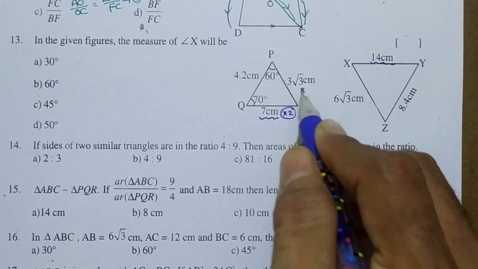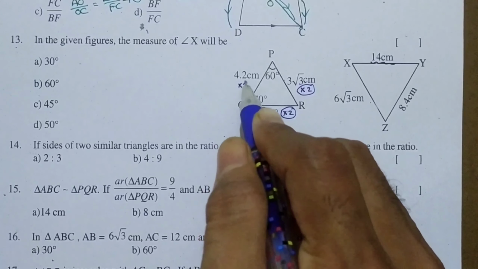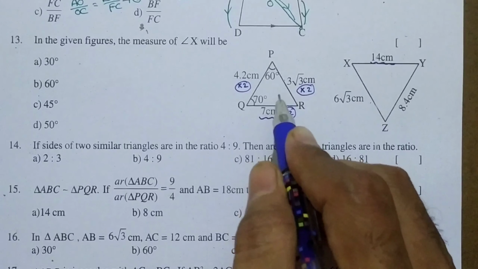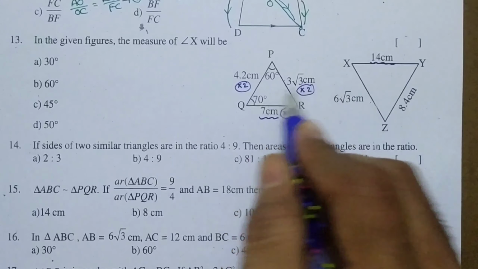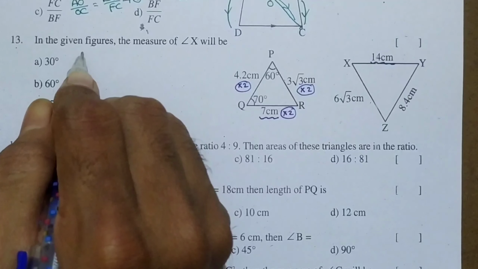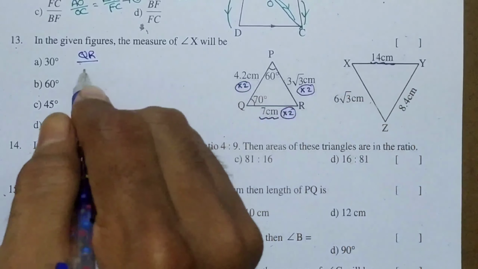Same way 3 root 3 into 2 becomes 6 root 3. 4.2 into 2 becomes here 8.4. Means by SSS similarity, both the triangles are similar. So let us write, here we get QR by XY.